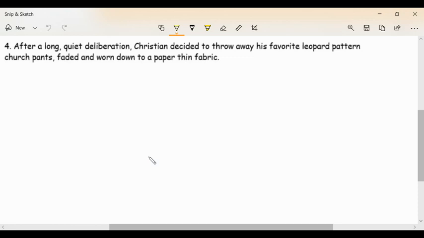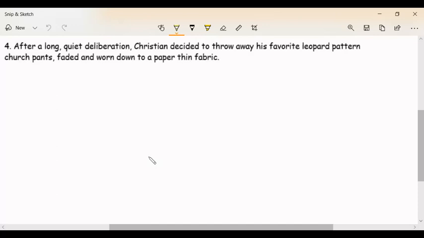Last one, number 4. Now, maybe you want to try it on your own, or if you want to follow me step by step, here we go. So, once again, using my third period sentences: after a long, quiet deliberation, Christian decided to throw away his favorite leopard pattern church pants, faded and worn down to a paper thin fabric.